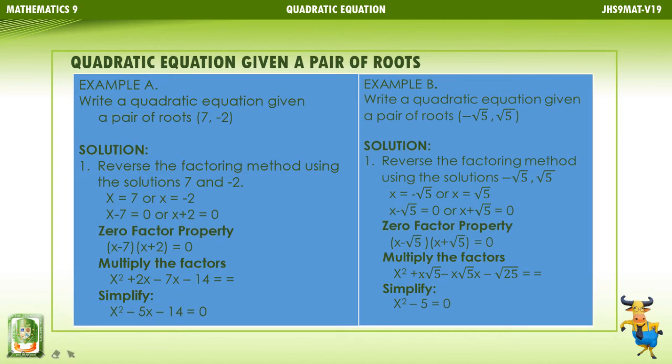Zero factor property. x minus square root of 5 times x plus square root of 5 equals 0. Multiply the factors. x squared plus x square root of 5 minus x square root of 5 minus square root of 25. Simplify. x squared minus 5 equals 0.